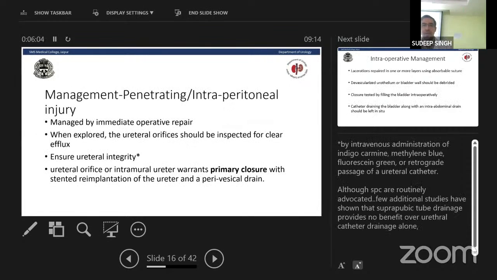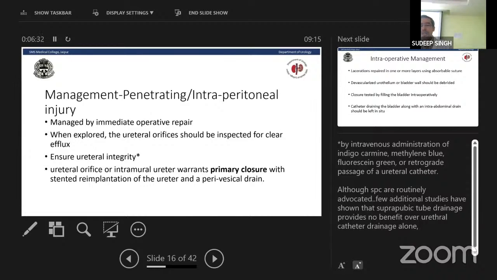In case of intraperitoneal injury, it is managed by immediate operative repair. And when explored, the ureteral orifice should always be inspected for clear efflux. We have to ensure the integrity of the ureter. It may be done by administering an IV dye like indigo carmine, methylene blue, or fluorescein, or, most practically, retrograde passage of a ureteric catheter may be done.